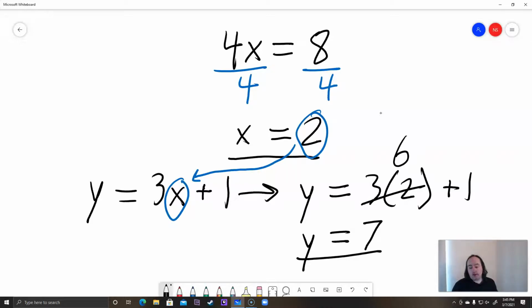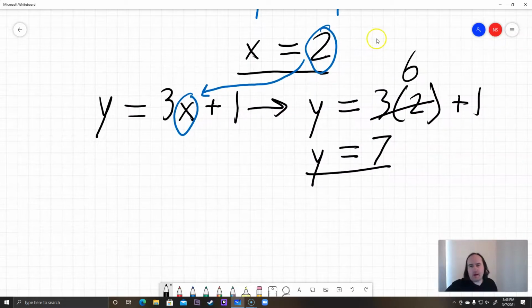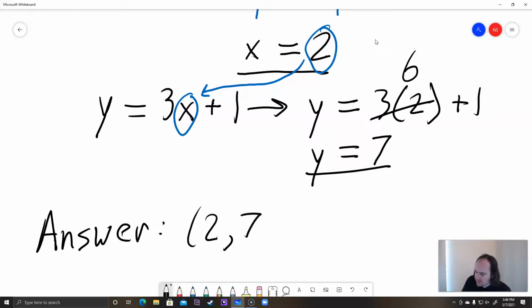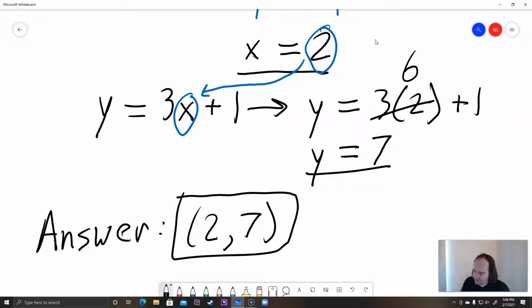All right, and I'm going to go ahead and underline that. So now we have a value for x and a value for y. So our answer is going to be in the form x comma y. So here that's going to be 2 comma 7. And remember, the order does matter for a point. So make sure that's actually in the form x comma y. So you have to write your x first and your y second. Okay?